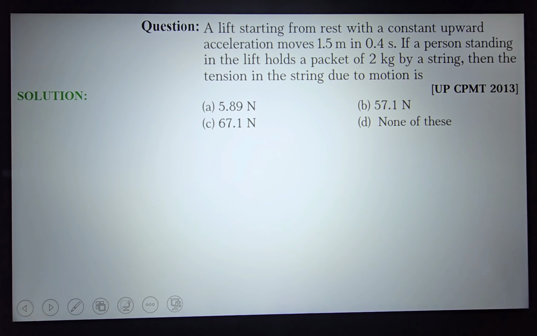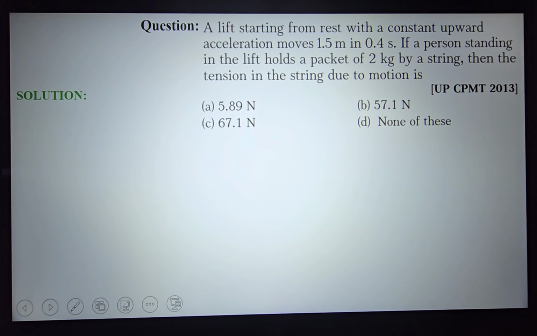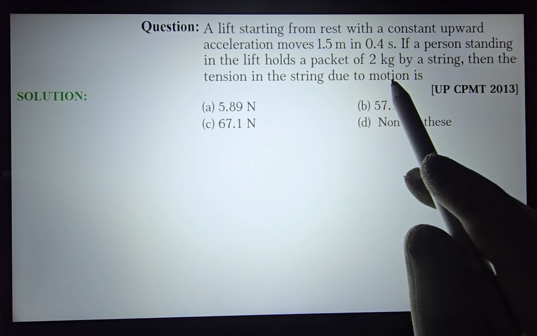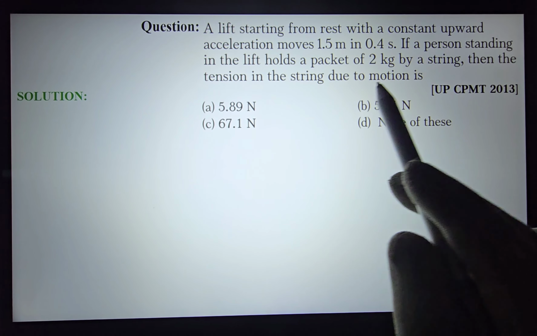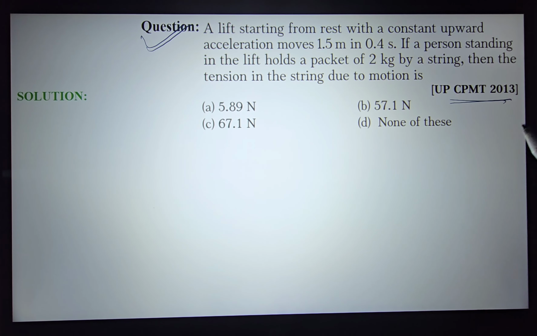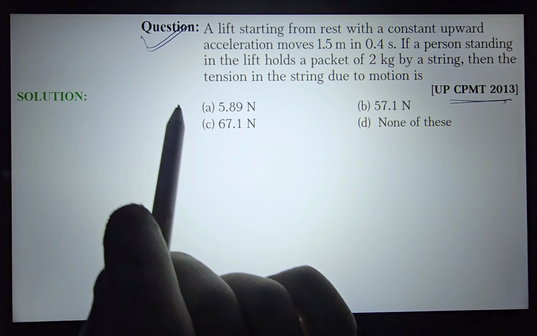Now the next problem, see this one. A lift starting from rest with a constant upward acceleration moves 1.5 meter in 0.4 second. If a person standing in the lift holds a packet of 2 kg by a string, then the tension in the string due to motion is... देखिए, बिल्कुल सिंपल और फंडामेंटल क्वेश्चन, और सारे आपके NEET या सारे मेडिकल एंट्रेंस में आए हुए क्वेश्चंस हैं. Okay, तो मैं इनको बहुत सिंपल भाषा में आपको समझाने की कोशिश करता हूँ. Let us understand this problem also.